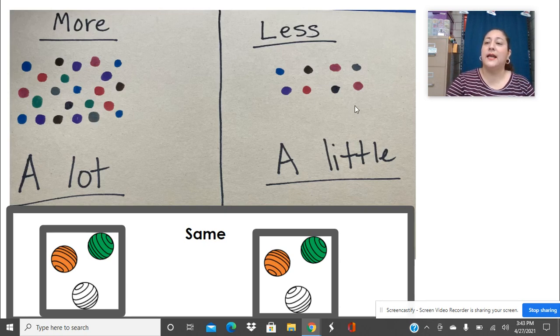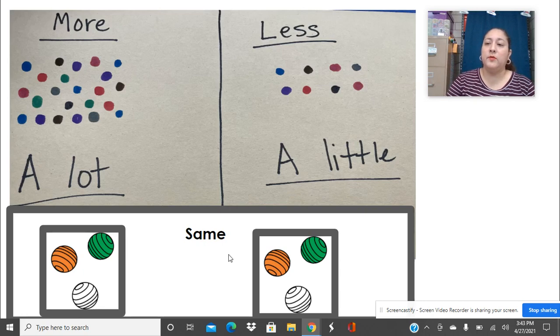Less means it has a little. See how this one has a little bit of dots or balls than this one? This one has a lot. This one has more. This one has less or a little. Less in Spanish is menos o tiene poquito. Okay, so this one has less.